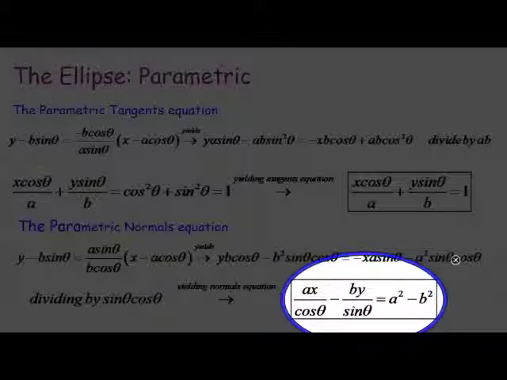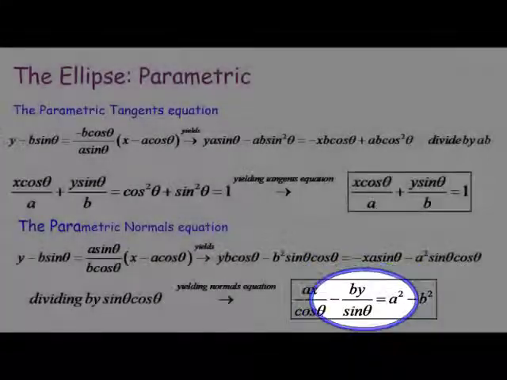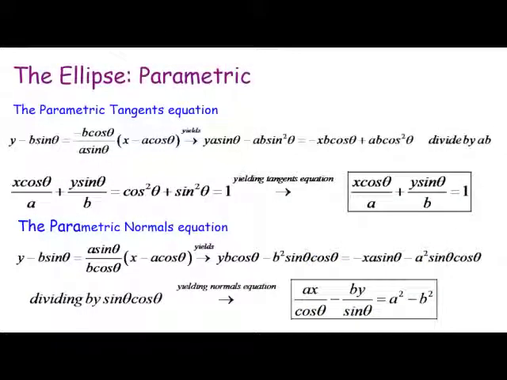Doing a bit more work, you'll get the parametric normal: ax on cos theta minus by on sine theta equals a squared minus b squared. That's the parametric normal to the ellipse. And obviously it's at that point (a cos theta, b sine theta) from the parametric point. These are the parametric equations.